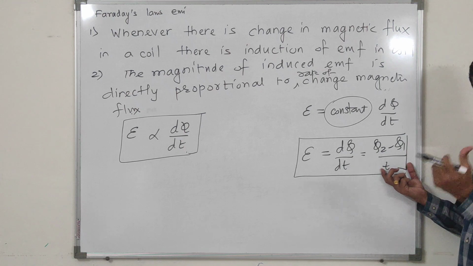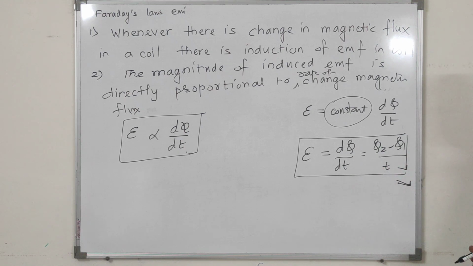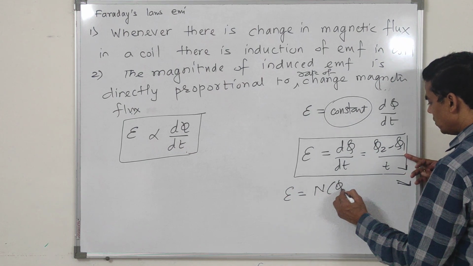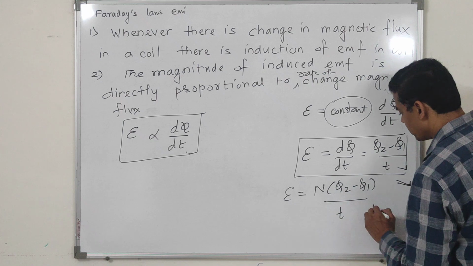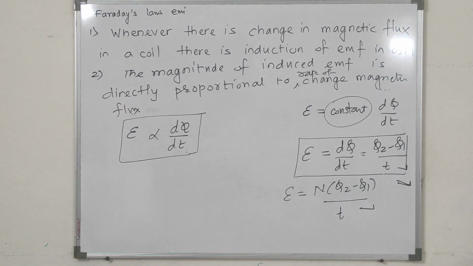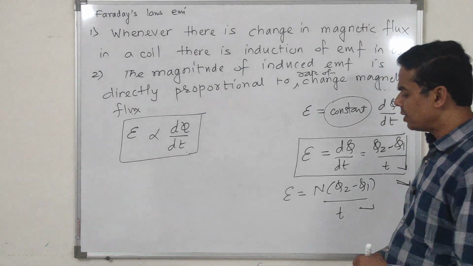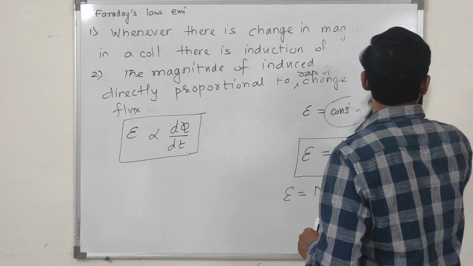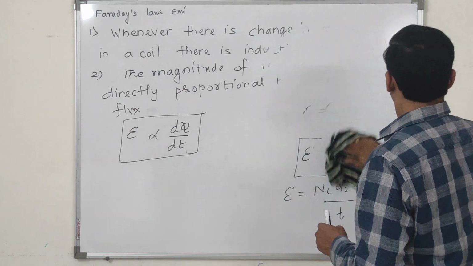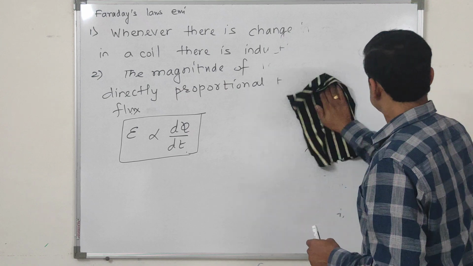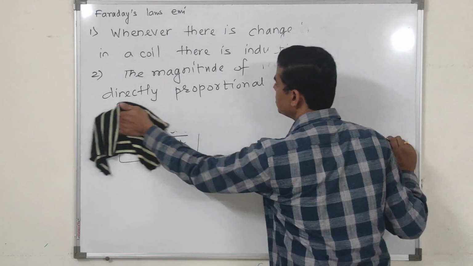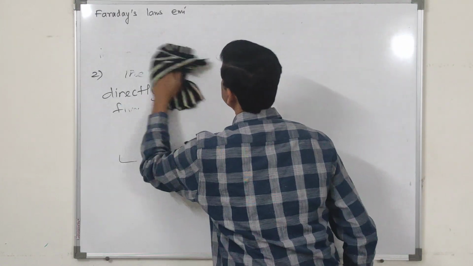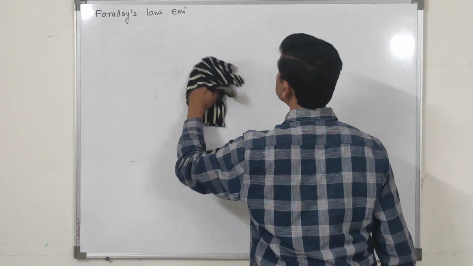We are considering this for one turn of a coil. Suppose that there are n turns of a coil. If there are n turns, then we will multiply the overall equation by n into bracket phi 2 minus phi 1 upon t. So this is the general formula for EMF induced in the coil, and this is Faraday's law of electromagnetic induction. What we have learned here: first of all, Faraday's first law gives us the cause why there is an induction of EMF, and the second law gives us how much EMF is induced, that is the magnitude of induced EMF.